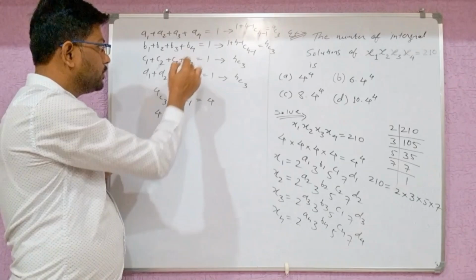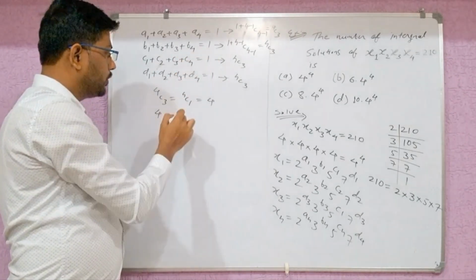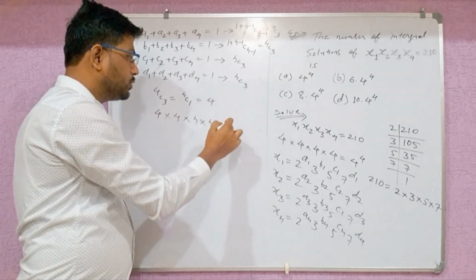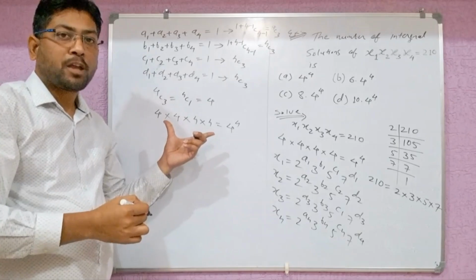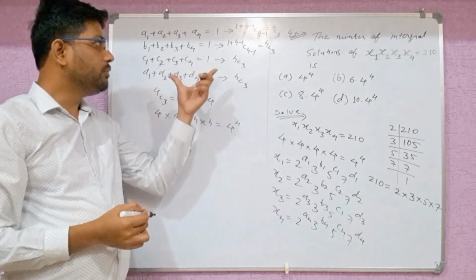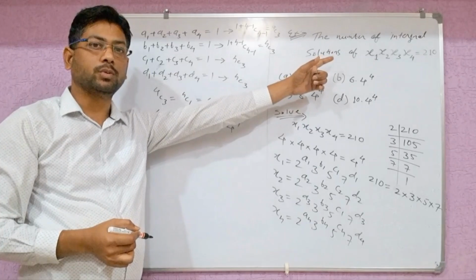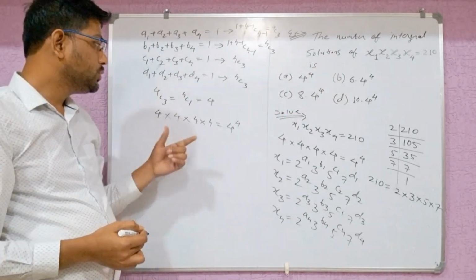Okay, solution of this second equation means the second will be 4, the third will be 4, and the fourth will be 4. So this will be 4 to the power 4. This will be the number of positive solutions of this equation. But we have to find out the total integral solutions, so we have to consider negative solutions also.